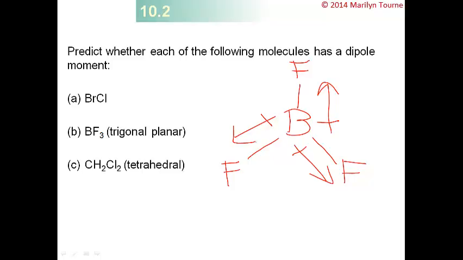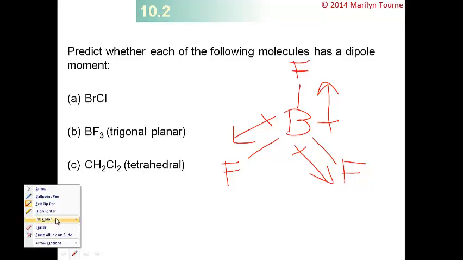So if the forces are equal, the object will basically not move. Think about it like that. Consequently, BF3 has no dipole moment, it's a nonpolar molecule. There is no polarity here because all of these vector quantities, all of these dipole moments cancel out. So BF3 does not have a dipole moment.